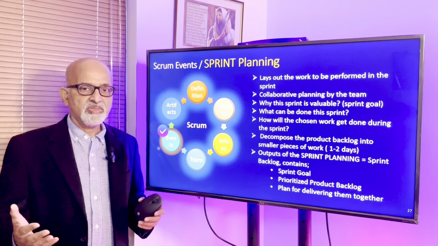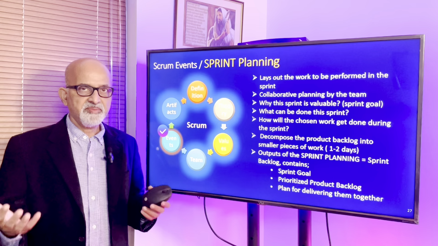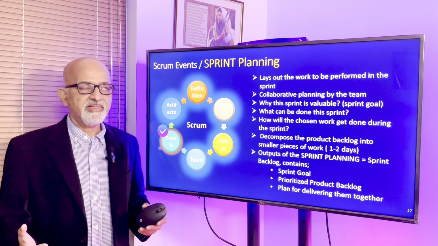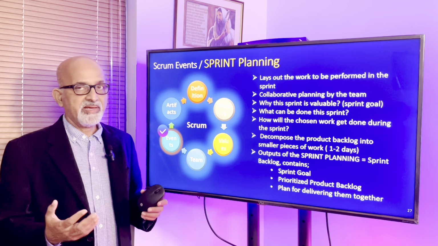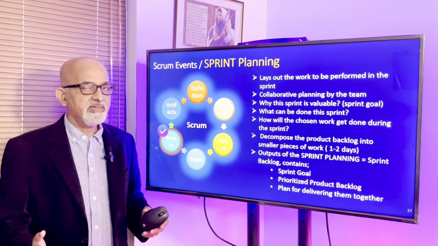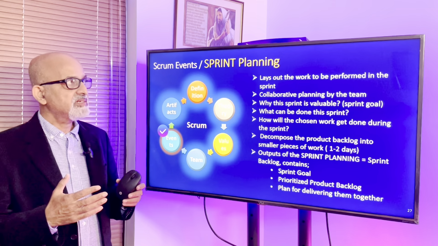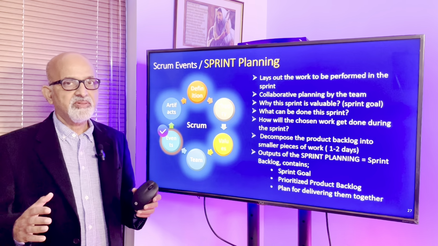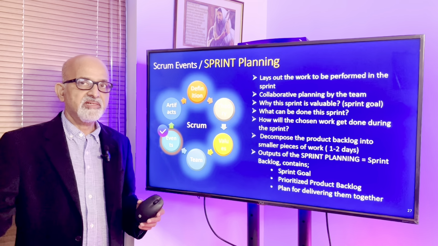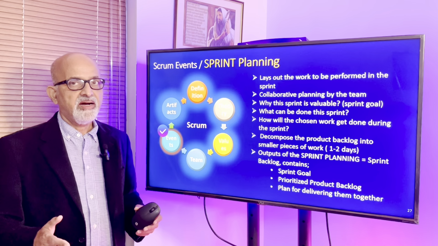Then the team decomposes that into smaller pieces, estimates, does the capacity checks, and agrees. This is exactly what happens in a sprint planning meeting. Maximum duration 8 hours. For shorter sprints, the planning meeting can be shorter, but the maximum duration of the planning meeting for a 30-day sprint is 8 hours.